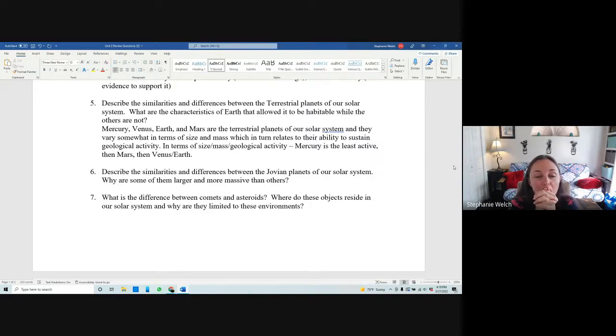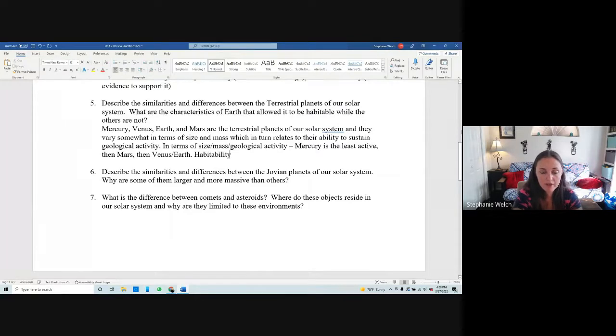So Venus and Earth are almost as close to twins as you have in the terrestrial planet systems. They're really similar in terms of size and mass. Earth trumps Venus just a little bit. It's just a little bit more massive, a little bit larger in terms of radius. And it's a little bit further away from the sun, which with that and its amount of carbon dioxide in the Earth's atmosphere has led to much better conditions on Earth than you have on Venus. Now, the second part of this question, what are the characteristics of Earth that allowed it to be habitable while the others are not?